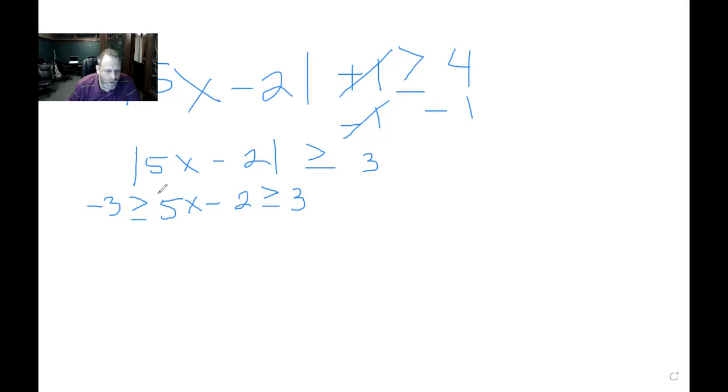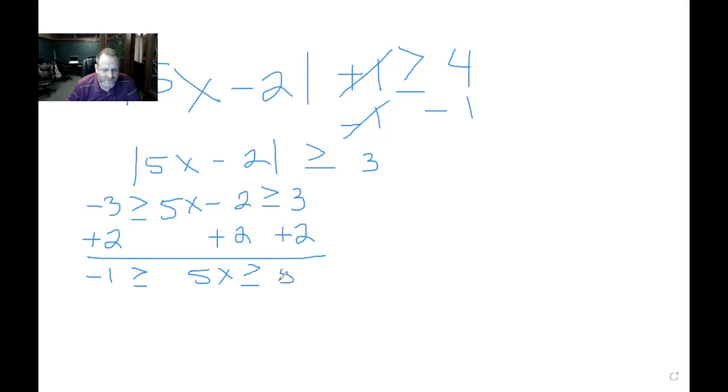So we want to work and get this 5x by itself. How are we going to do that? Get rid of that 2. And what you do to the middle, you do to each side. +2. So it's all the way across, except for that 5x. So we're going to have a -1 is greater than or equal to 5x is greater than or equal to 5.